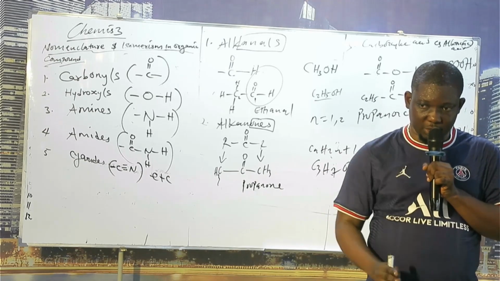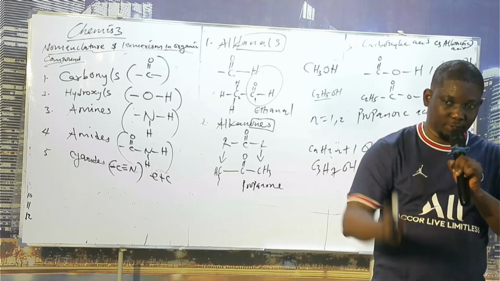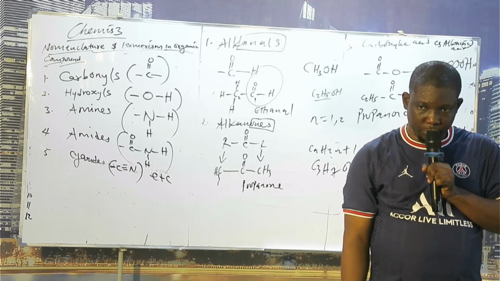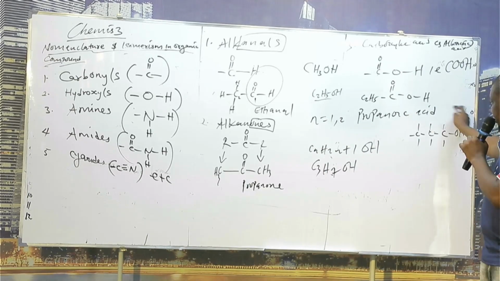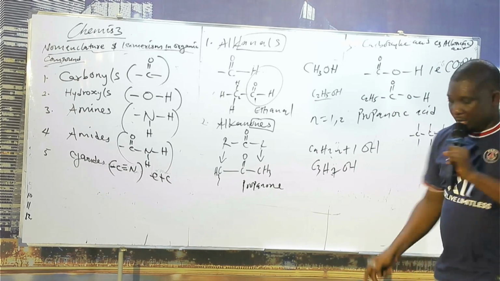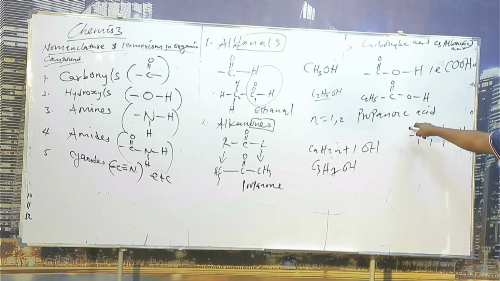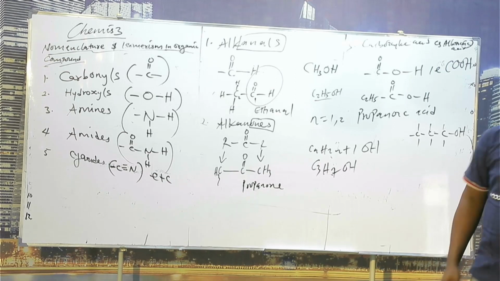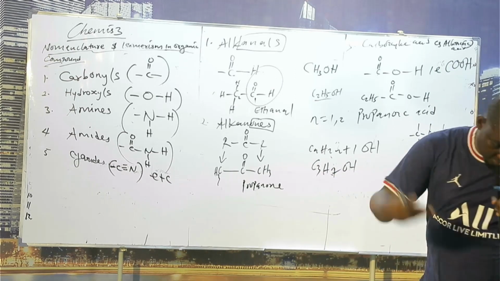Which carbon atom? 1. So that is propan-1-ol. Because if I shift this OH here, that should give me what? Propan-2-ol. If I shift it to this carbon atom, what will it still be? It will still be propan-1-ol. Propan-3-ol does not exist.